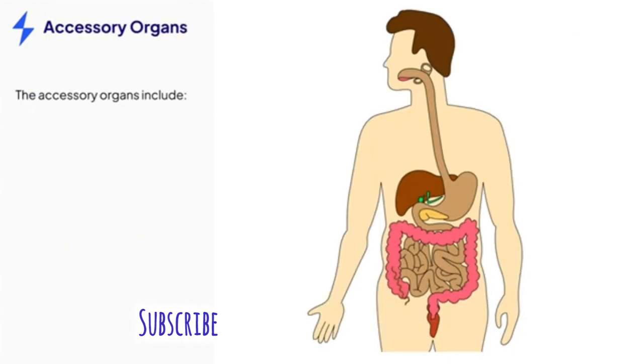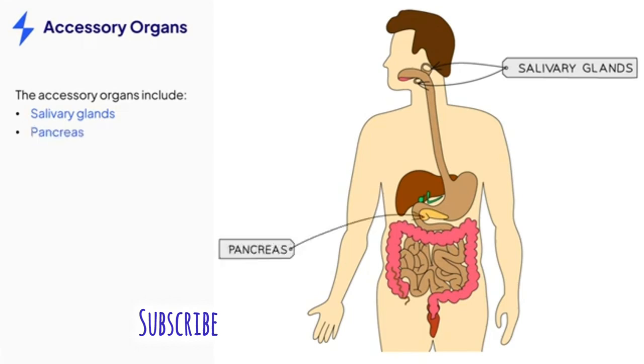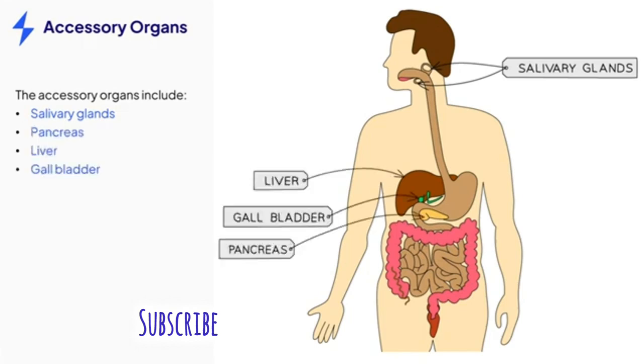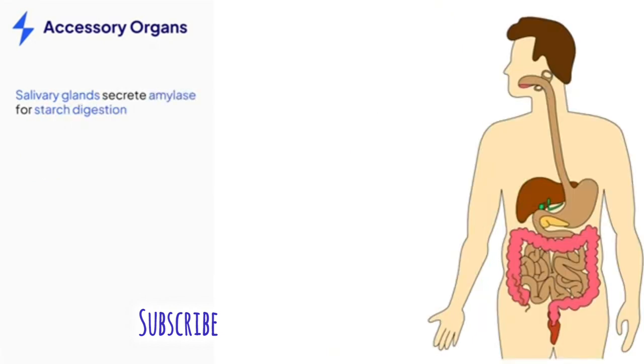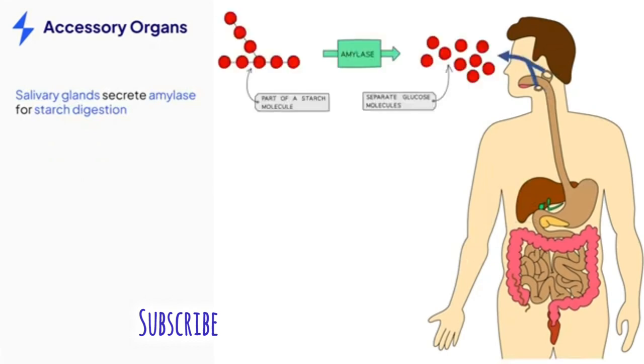The accessory organs of the human digestive system include the salivary glands, pancreas, liver, and gallbladder. These organs each fulfill a specific role during the process of digestion, even though food does not directly pass through them. The salivary glands secrete amylase enzymes that will start the process of starch digestion. This will be completed in the duodenum of the small intestine.